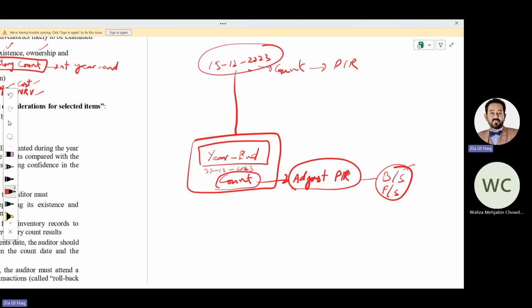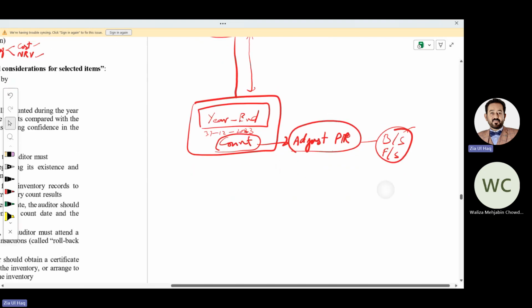So at the date of count, we need to perform the count, and against the count, PIR must be updated, because there is no other purpose of count. One purpose of count is to adjust PIR. If PIR is not adjusted, count is meaningless. And we need to make sure the inventory movement from count date to year end is completely and accurately recorded.